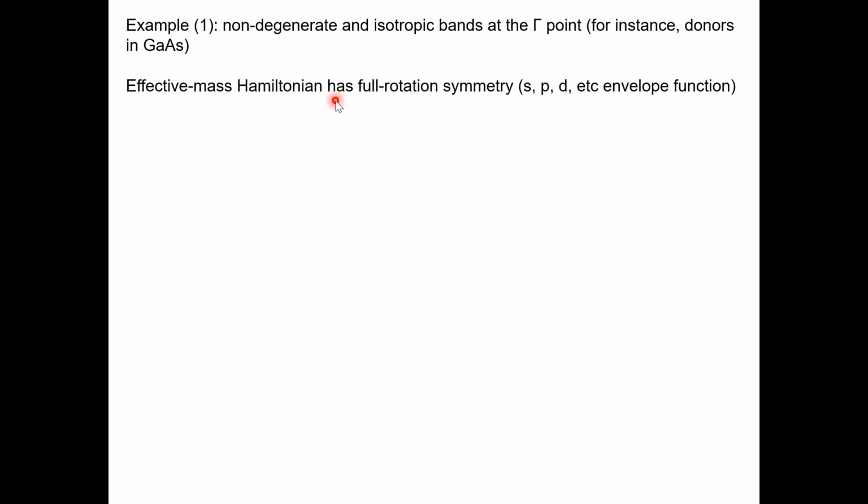So let me consider some specific cases. The first and simplest example is a non-degenerate band and isotropic bands at the gamma point. For instance, donor levels in gallium arsenide. So, as I said, the effective mass Hamiltonian, the one I have just written before, has full rotational symmetry. It's like the hydrogen atom, so I should expect solutions with different angular momentum, S, P, D, etc.